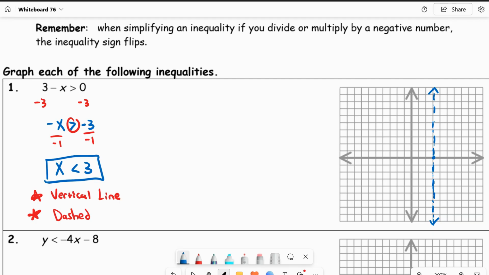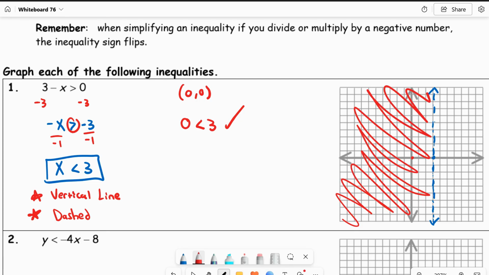Next, we're going to want to test a point. So you will test a point on either side of this boundary. For this example, I'm going to test the point 0, 0 because that one's commonly the easiest. So if I'm going to test the point 0, 0, I'm going to plug in 0 for x and 0 for y. In this case, I just have x. So plugging that in, I would have x is less than 3. This is obviously a true statement, so I'm going to shade the side that contains 0, 0. So I'm going to shade the left side of the graph on that one.